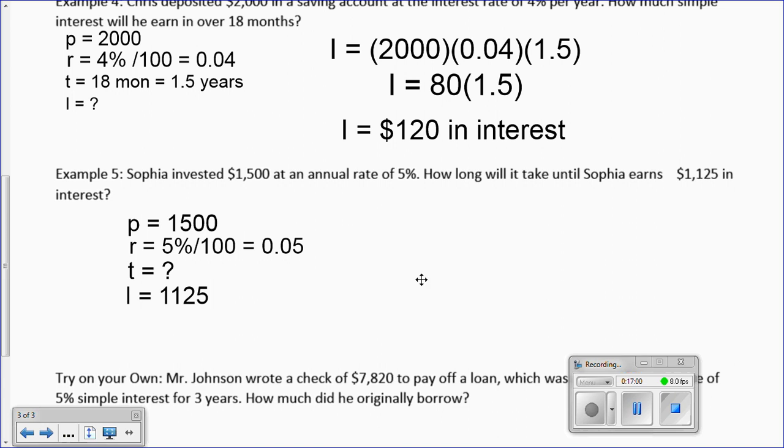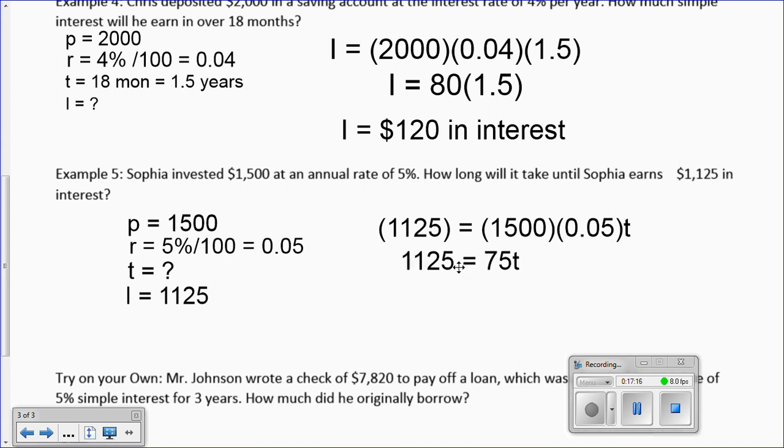So we plug in the stuff we know. 1,125 goes in for I, 1,500 goes in for P, 0.05 for R, and then we leave T as is. Okay, I'm going to multiply this because I can. And what I get is 75. Now to get T by itself, I divide both sides by 75. So T comes out to be 15 years. So if she leaves her money alone for 15 years, she can earn $1,125. It's not the quickest way to earn money, but it is one of the easiest ways to earn money.